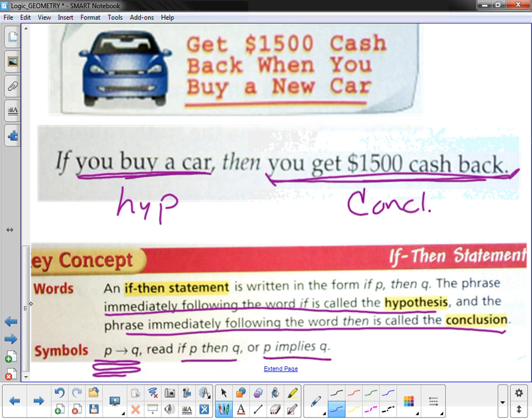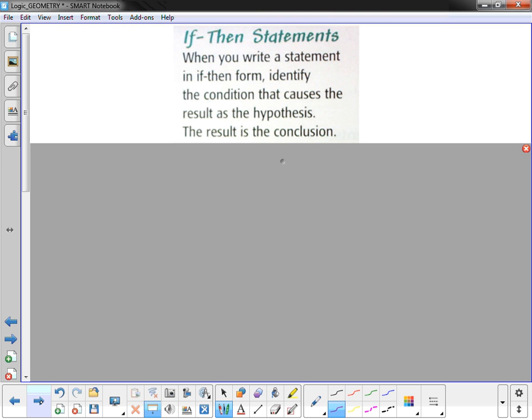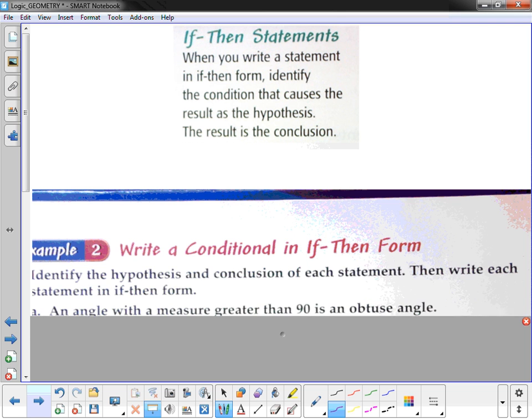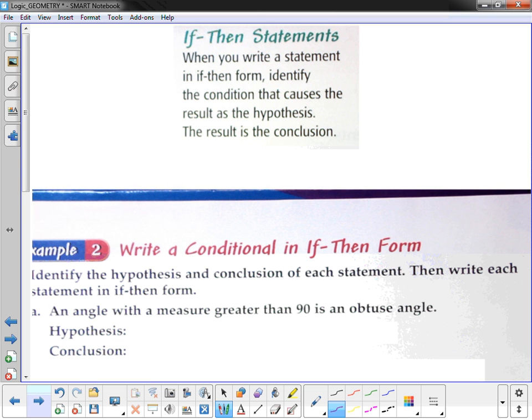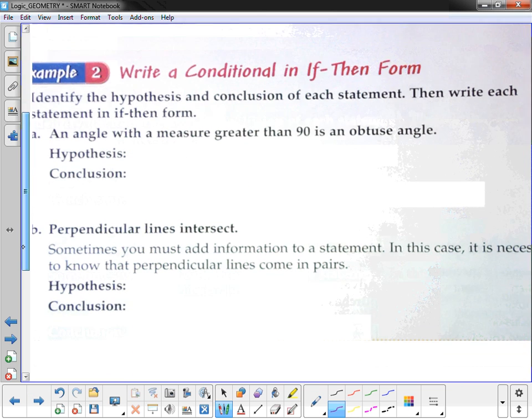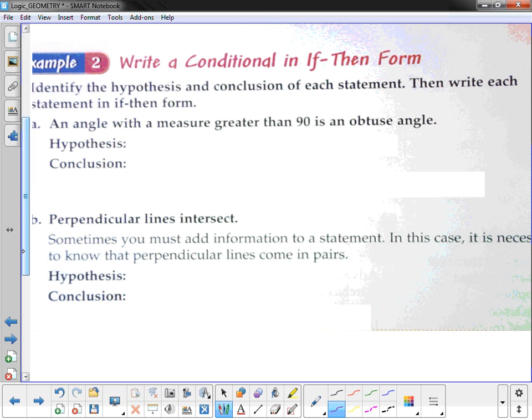Now, what we find out is, as we work through these, trying to make these if-then statements, when you want to write an if-then statement, you need to identify the condition that causes the result. The condition is the hypothesis. So what is causing the result? The result is the conclusion. So let's take a look at one. I guess I can delete this off of here. I have a statement here, and I want to identify the hypothesis and the conclusion, and then I want to turn the whole thing into an if-then statement. So here I have: an angle with a measure greater than 90 degrees is obtuse.